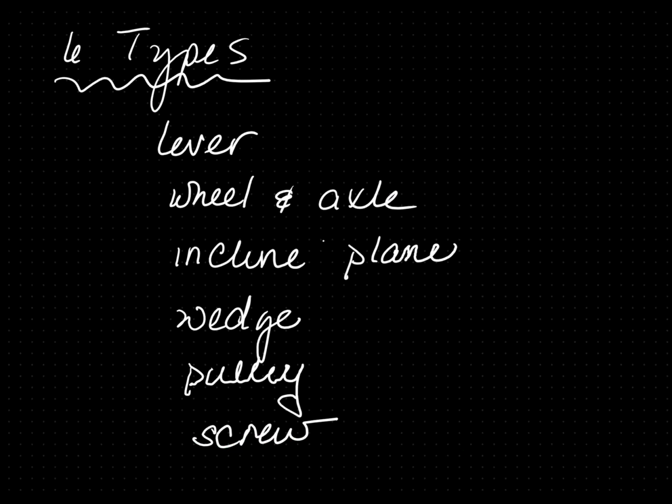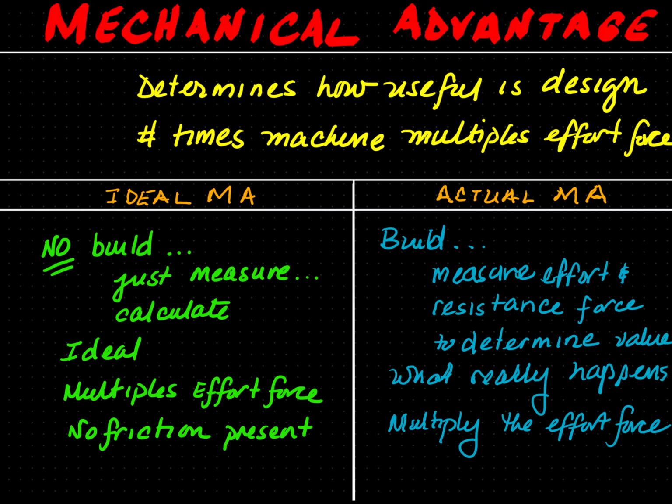There are 6 types of simple machines: levers, wheel and axle, inclined plane, wedge, pulley, and screws. Simple machines increase efficiency by increasing the mechanical advantage. It determines how useful a design is. It is how many times the machine that you made multiplies the effort force.